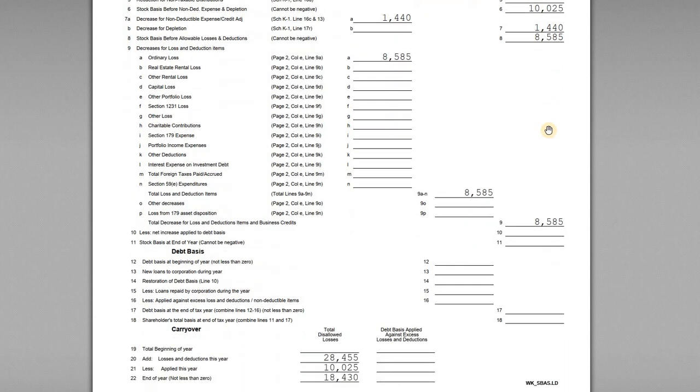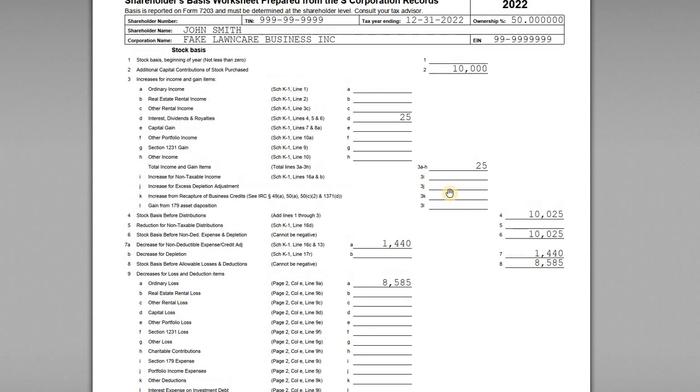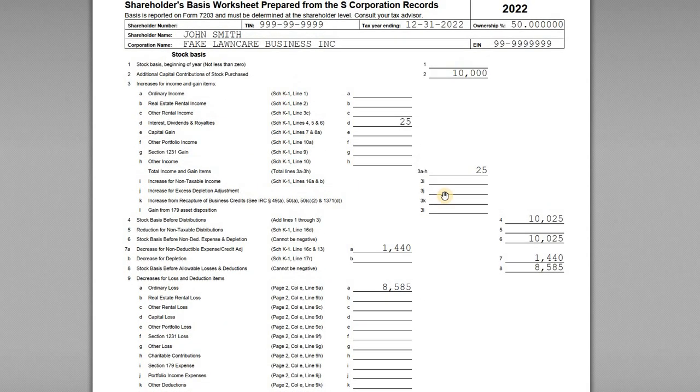He doesn't have any more basis in this, right? And so we can see down here, if he takes this entire loss amount, his ending basis is going to be the stock basis up here on line 11, it's just going to be 0, and then there's no debt basis, right? And then a nice little carryover reconciliation here shows us that, well, of all the losses and deductions, the $28,455, he's going to be able to apply $10,025 because those were the positive amounts to his basis. And then the end of the year carryover is going to be $18,430, and that's all going to be ordinary loss carryover.